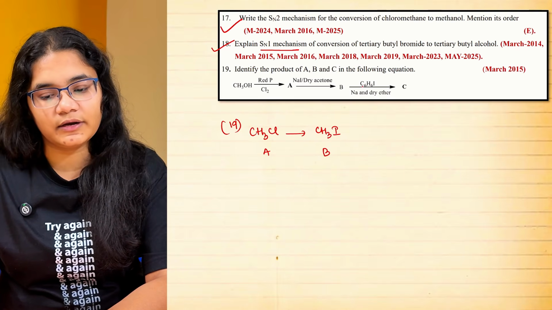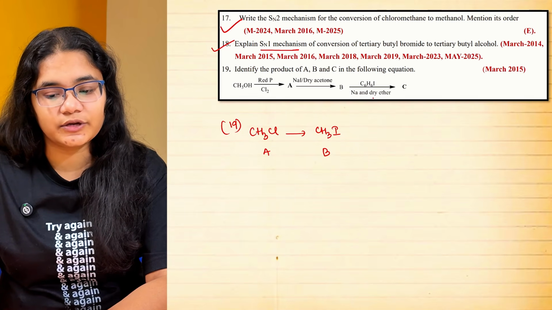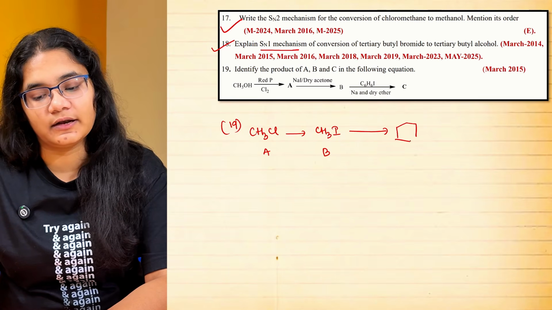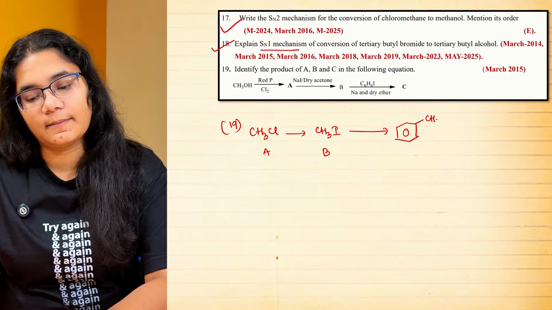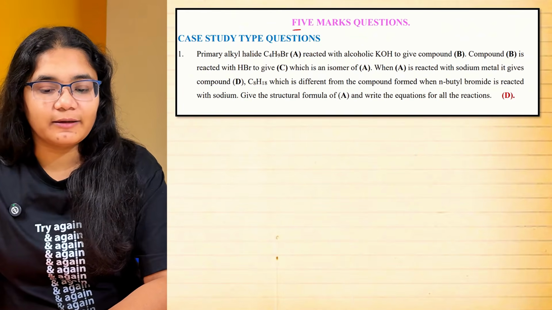Okay, then if you treat it with B, C6H5I and sodium in dry ether. So again, this is your Wurtz-Fittig reaction, and you will get a compound like this. Okay, this is your C. Now we'll go for the 5-marker questions.